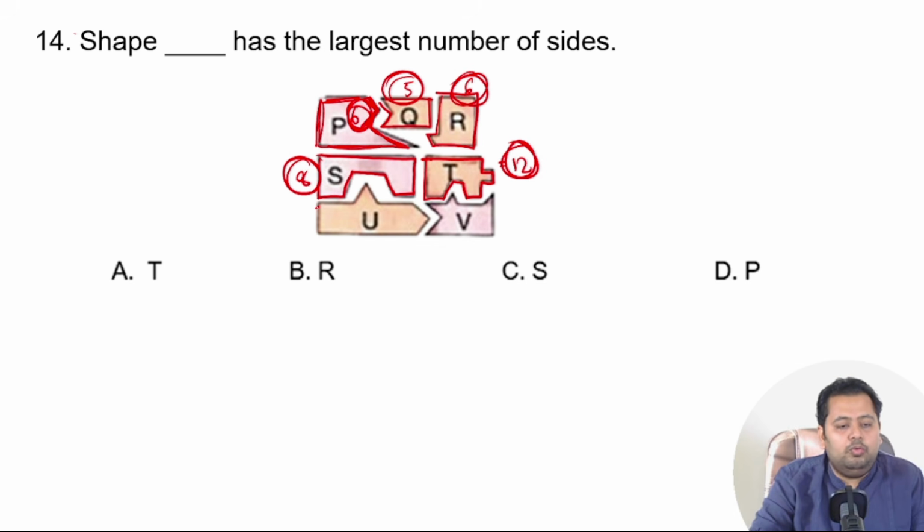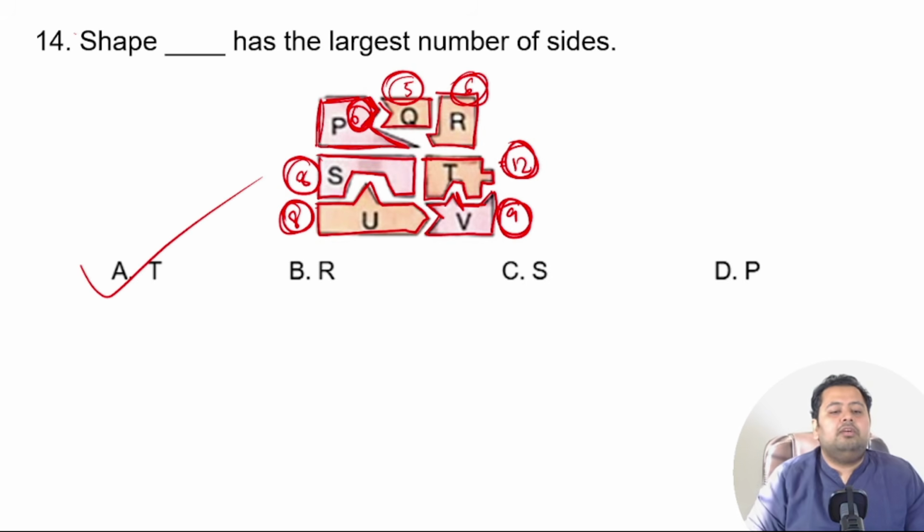Now let's come to U. This is 1, this is 2, this is 3, this is 4, this is 5, this is 6, this is 7, and this is 8. So U has 8 sides. Now coming to V, this is 1, 2, 3, 4, 5, 6, 7, 8, and this is 9. So V has 9 sides. So your correct answer is option number A, that is T has 12 sides, which is the highest.